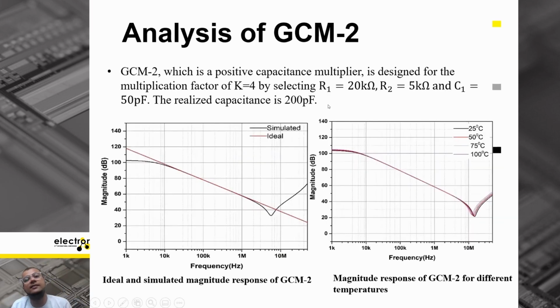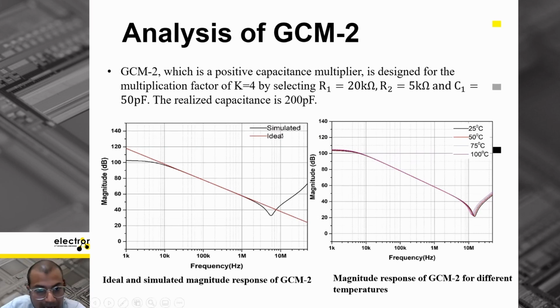Then we have taken the second capacitance multiplier, that is GCM2, a positive capacitance multiplier. We have designed it for a gain factor of 4. We have taken R1 and R2 as 20 kilo ohm and 5 kilo ohm, and C1 the same 50 picofarad, and the realized capacitance is 200 picofarad.